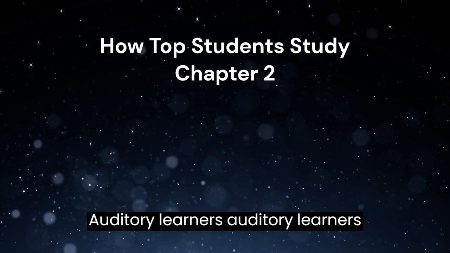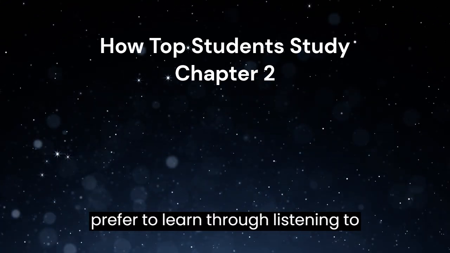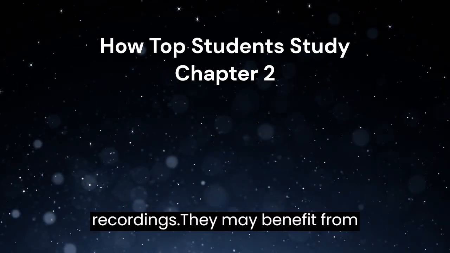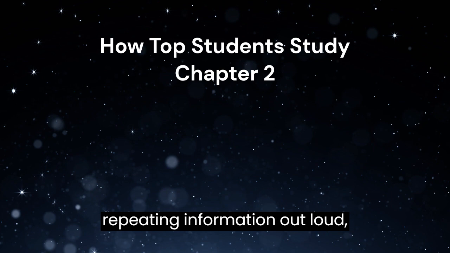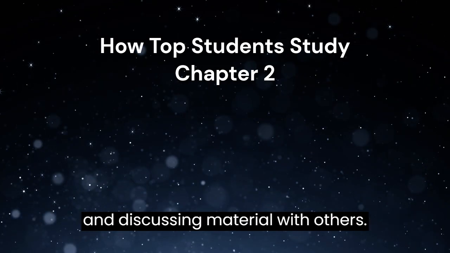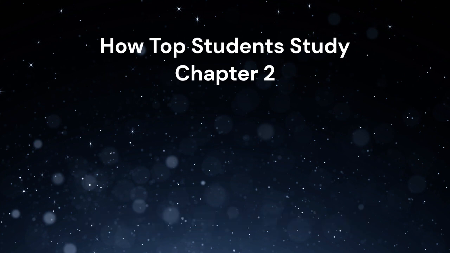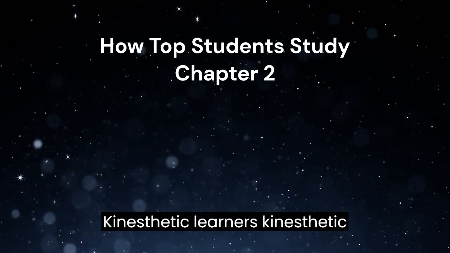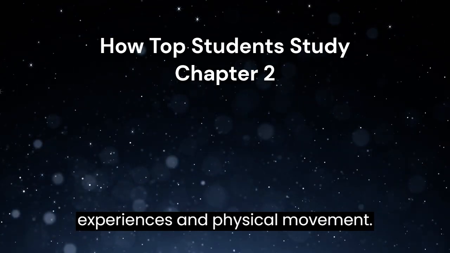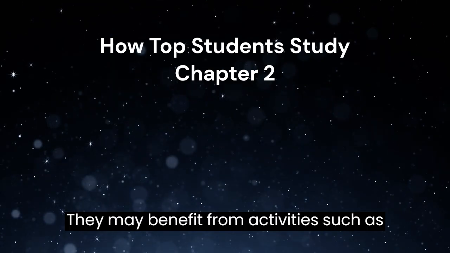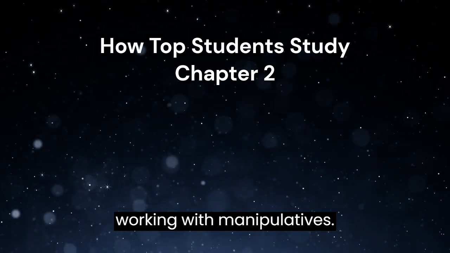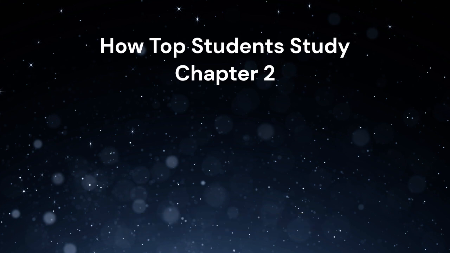Auditory learners. Auditory learners prefer to learn through listening to lectures, discussions, and audio recordings. They may benefit from repeating information out loud, listening to music or recorded lectures, and discussing material with others. Kinesthetic learners. Kinesthetic learners prefer to learn through hands-on experiences and physical movement. They may benefit from activities such as role-playing, creating models, and working with manipulatives.